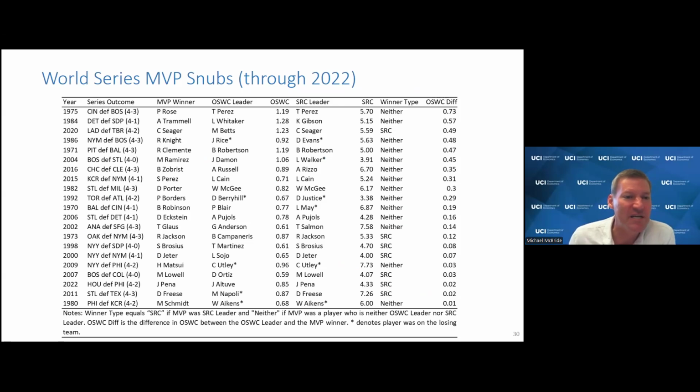Okay, and in fact, here's a table. I call these my MVP snubs from the World Series. These are all the cases where the actual MVP winner in this column was not the leader by OSWC. This is the leader, and this is the difference between the winner's OSWC and what the person who should have won had. And just 4 years ago, we have one of the worst snubs in history, when Mookie Betts from the LA Dodgers was not given the award and it went to a different player. So an interesting situation. This still happens.